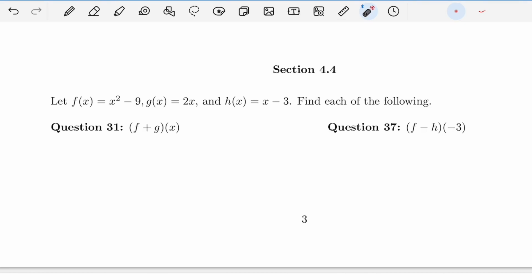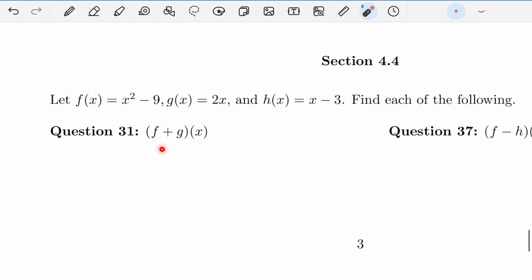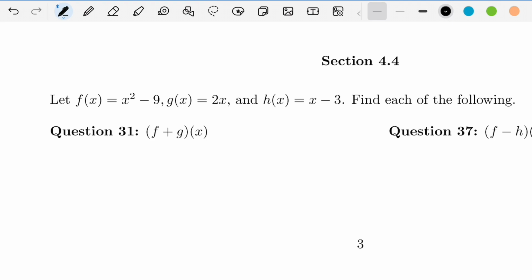All right, so in this next section, we're working with polynomial functions, and we're going to start off with the first several examples with adding and subtracting these polynomial functions. So we have these 3 functions, f of x, g of x, and h of x, and we want to find each of the following. So starting with 31 here, we want to find f plus g of x. And if you're unfamiliar with this notation, make sure you check out the textbook, but this is the same thing as f of x plus g of x.